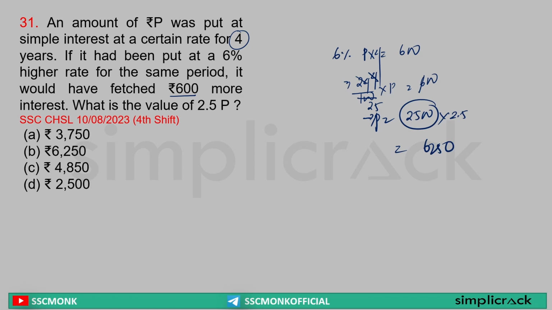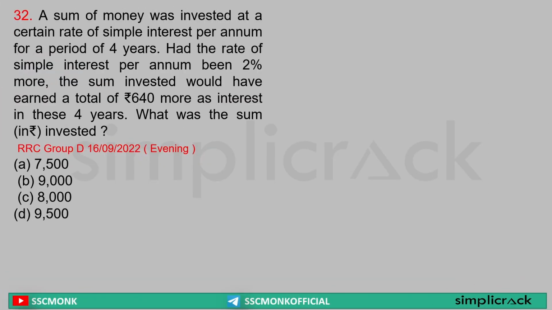25 into 25 is equal to 625. So answer option B. Next. A sum of money was invested at a certain rate of simple interest per annum for a period of 4 years. Had the rate of simple interest per annum been 2% more, the invested amount will be 640 more as the interest in 3 years.